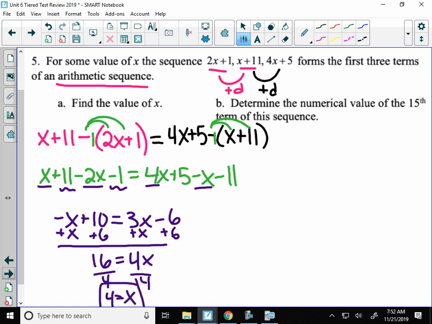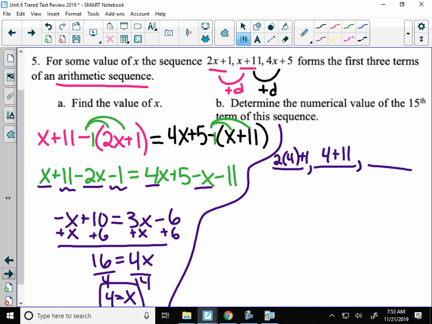That was the first part of the problem, so at least I know what x is. What that helps me do, now that I know what x is, is actually find the terms of the sequence. So my first term is 2 times 4 plus 1. I'm just putting 4 in for x. Same here on this term, 4 plus 11, and 4 times 4 plus 5. If I simplify those, this will be 8 plus 1, which is 9, 15, 21. And then the sequence keeps going.